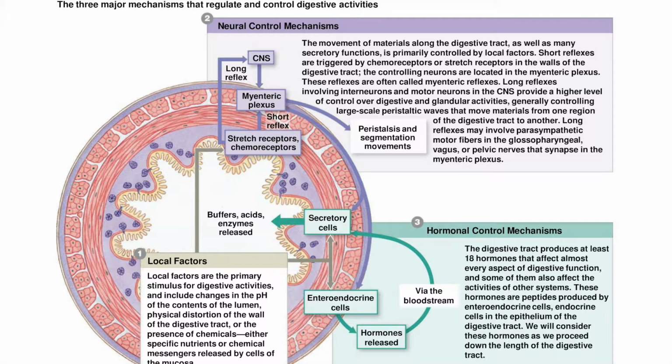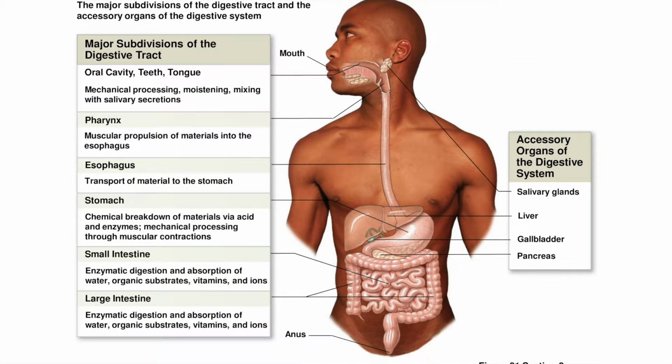There are also some neurons. There's what we call short reflexes, which are triggered by stretch receptors and chemoreceptors. And then there are long reflexes, which control the large-scale peristaltic waves. So that's controlling the waves that move things, for example, through the small intestine or large intestine. There are also hormones that control the digestive system. There are 18 hormones produced by the digestive tract, and we'll talk about the important ones later on. The entire digestive tract, if you were to stretch it out, is about 33 feet long.